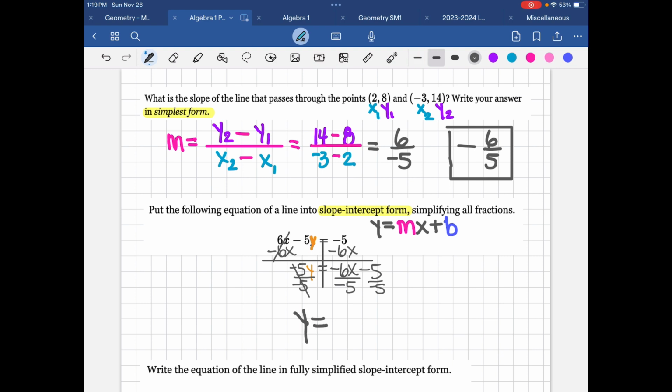Y is equal to negative 6 divided by negative 5 would be positive 6 over 5, and the x would come out next to it to show that the 6/5 is my slope. And then once again, minus 5 divided by minus 5 would be positive 1 to show that my slope is at positive 1.